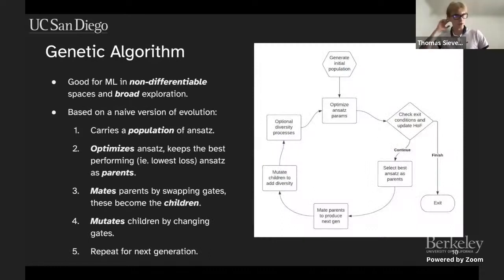This is an overview of what we chose to do in terms of the ansatz optimization algorithm. We went with a genetic algorithm. That's basically because they are really good for ML in non-differentiable spaces and for really broad exploration. If you've never heard of a genetic algorithm before, it's just a really naive version of evolution. We start out with a population of different ansatz. We then optimize those ansatz in a typical VQC way, and we keep the best performing ones to be parents of the next generation. We then mate those parents by swapping some of their gates. Those become children. We mutate the children by randomly changing some of their gates, and we move them to the next generation and rinse and repeat until we get good enough results.